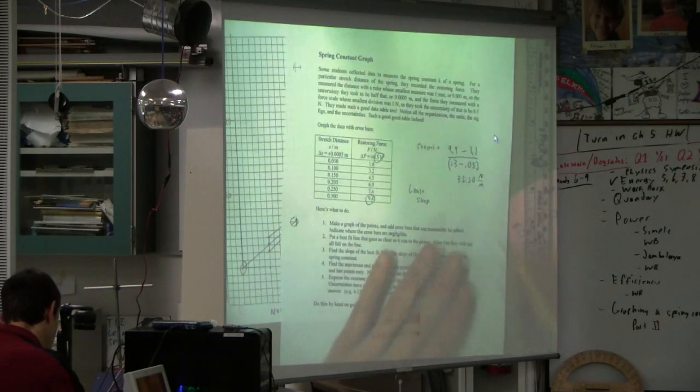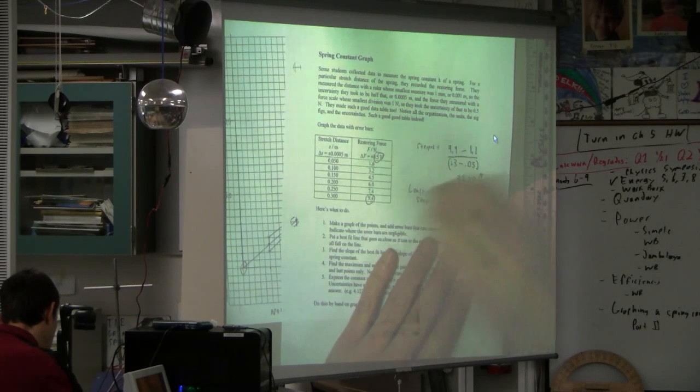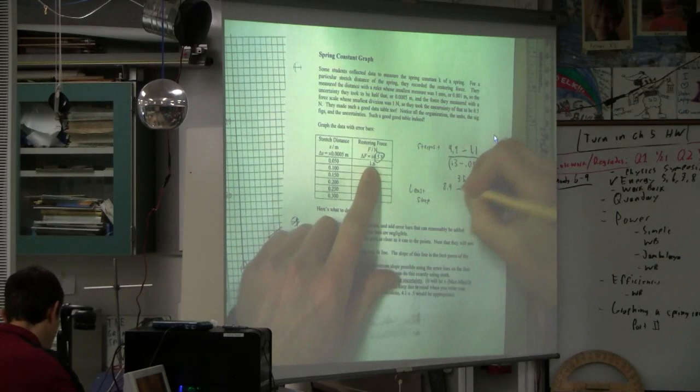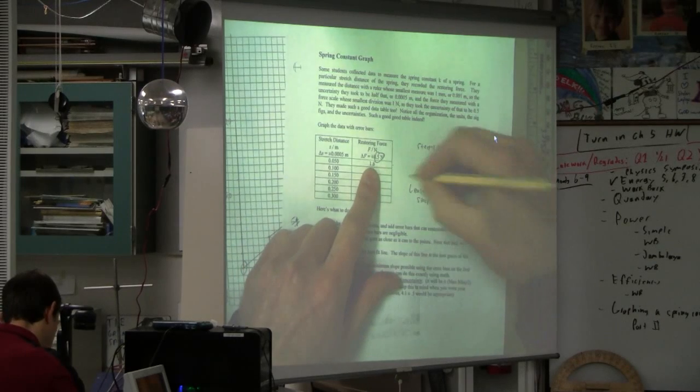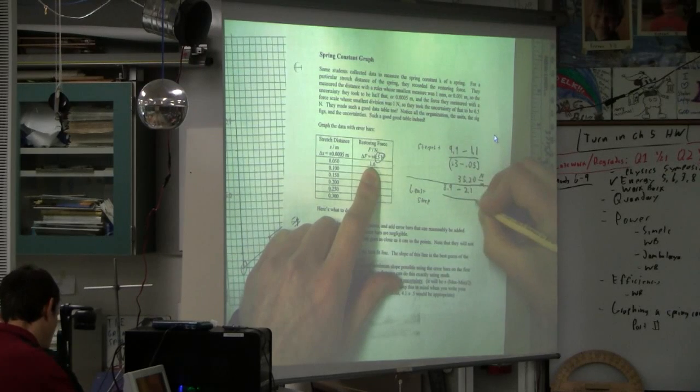Okay, the least steep is going to be 9.4 minus 0.5, so that's going to be 8.9, minus 1.6 plus 0.5, right? So that's going to be 2.1. That's the least amount of rise we could have. The run we're not going to change.